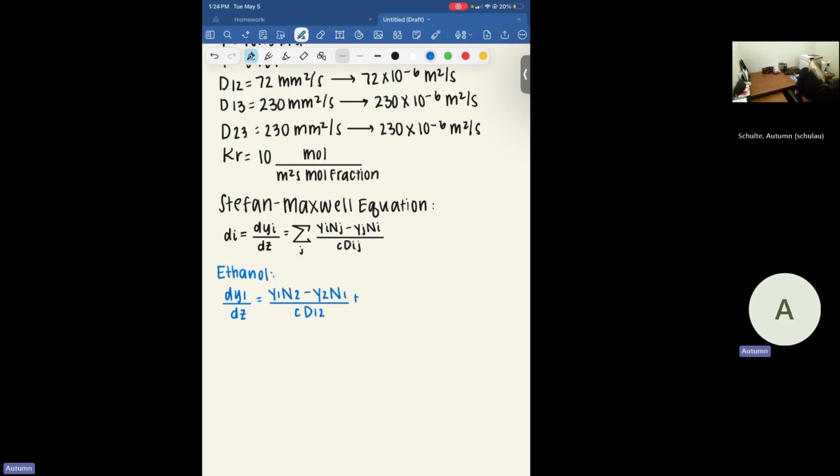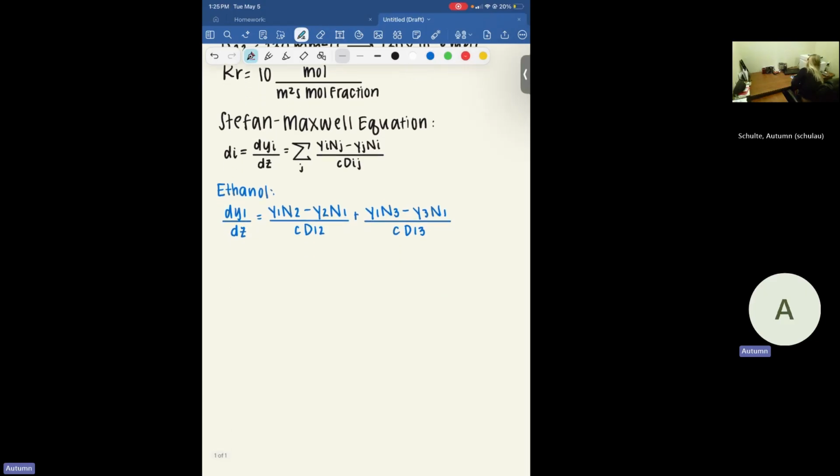That is going to be added to the mole fraction of ethanol multiplied by the molar flux of hydrogen minus the mole fraction of hydrogen multiplied by the molar flux of ethanol divided by our concentration and our diffusion coefficient of ethanol through hydrogen. Likewise, we can write out one for our acetaldehyde.